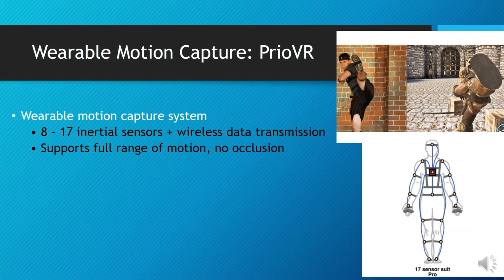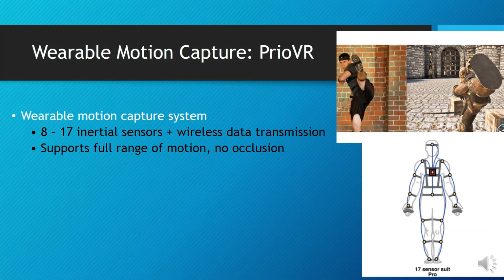Beside that, we also have the wearable motion capture. For example, the technology name of this is PrioVR. This wearable motion capture system has around 8 to 17 inertial sensors, and it can transmit the data through wireless. And when it comes to wearable motion capture, it can support a full range of motion, no occlusion.